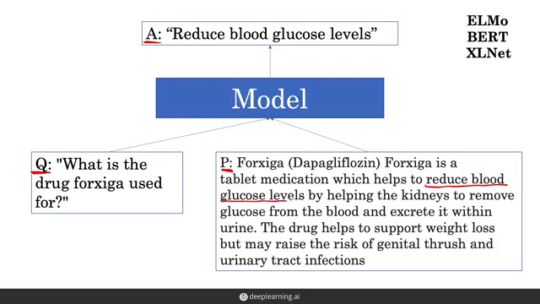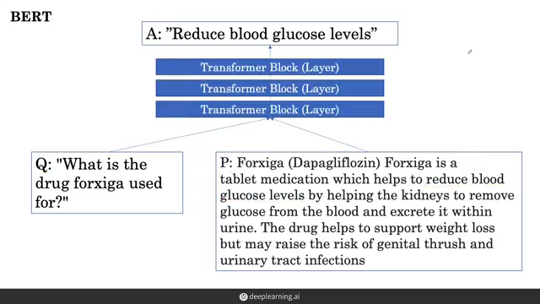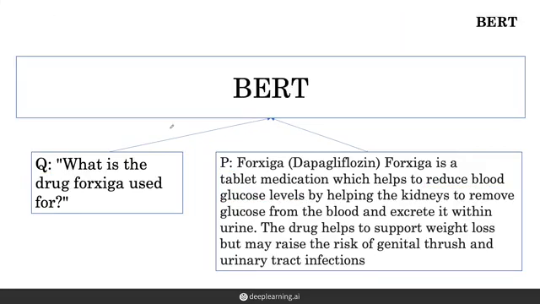There have been many recent advances on the question answering task in natural language processing, including recent models called ELMo, BERT, and XLNet. We will look at the BERT model in particular. The BERT model consists of several layers called transformer blocks. Let's look at the input for the BERT model first.